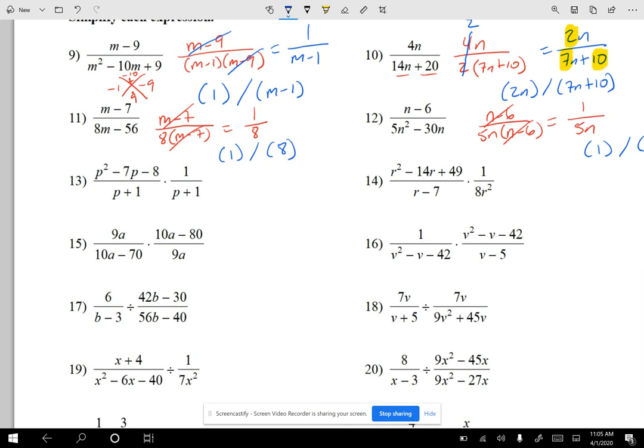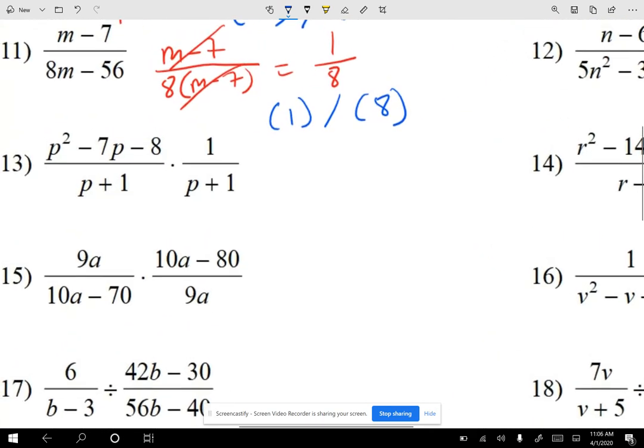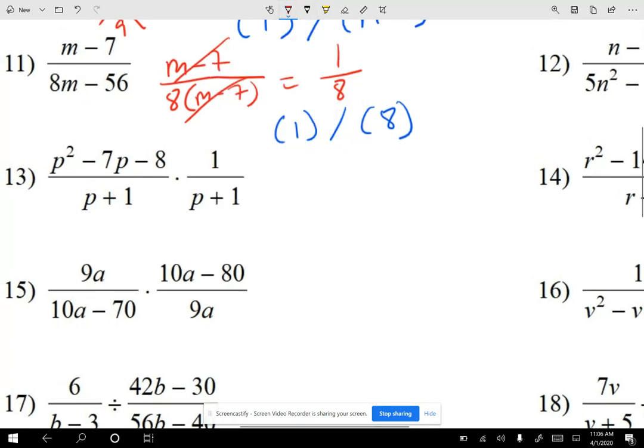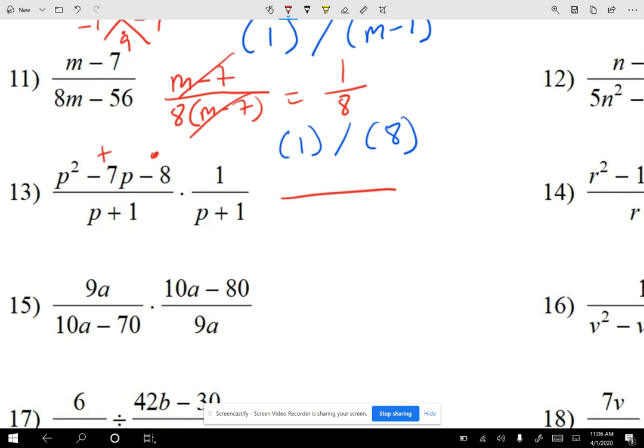Now let's take a look at question number 13 through 16. Those are multiplication. What I'm going to do, I'm going to factor the top of my first fraction. In my mind, I'm thinking two numbers that multiplied equals negative 8, when I add them is equal to negative 7. So I'm going to get p minus 8, p plus 1. Now at the bottom, I just have a p plus 1, times my second fraction, I have 1 over p plus 1.